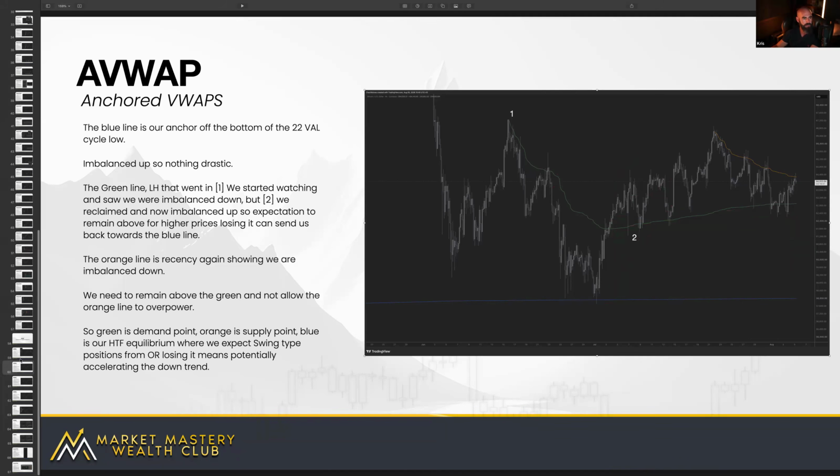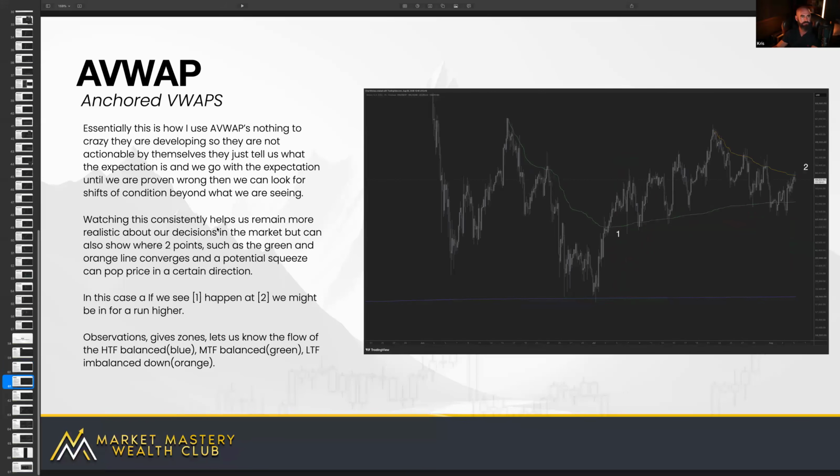Okay. Where are we? So essentially, this is how I use VWAPs. Nothing too crazy developing, so they are not actionable by themselves. They just tell us what the expectation is, and we go with the expectation until we are proven wrong, and then we can look for shifts of condition beyond what we are seeing. Watching this consistently helps us remain more realistic about our decisions in the market, but can also show where 2 points such as a green and orange line converge, and a potential squeeze can pop price in a certain direction.